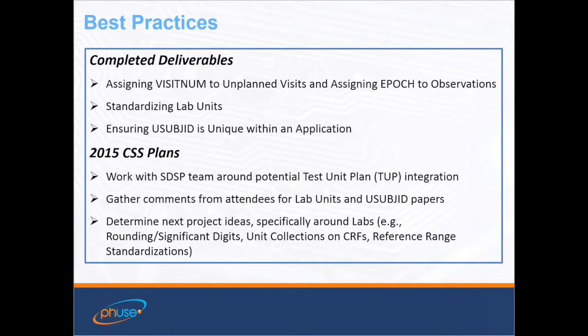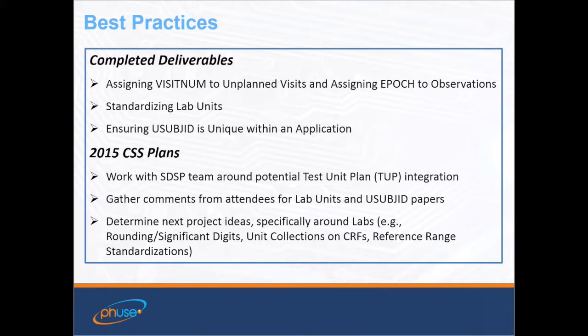The second group is the best practices group, and so there have been actually 3 different sort of papers or reports completed. One is around visit number for unplanned visits and assigning epoch to observations. The second is around standardizing lab units. And the third is around ensuring use subject ID is unique within an application.